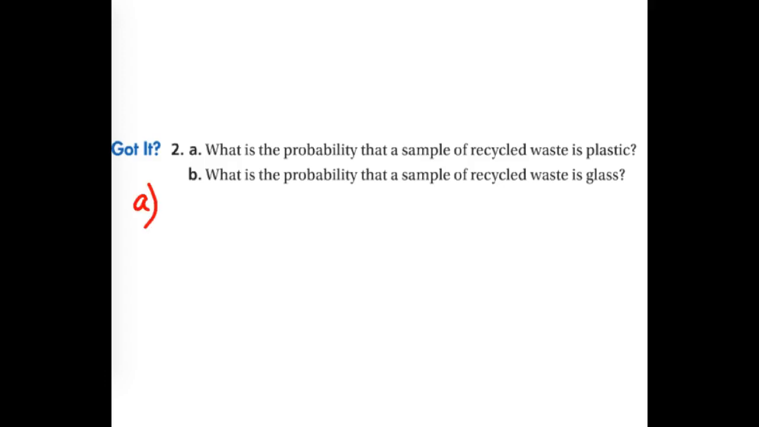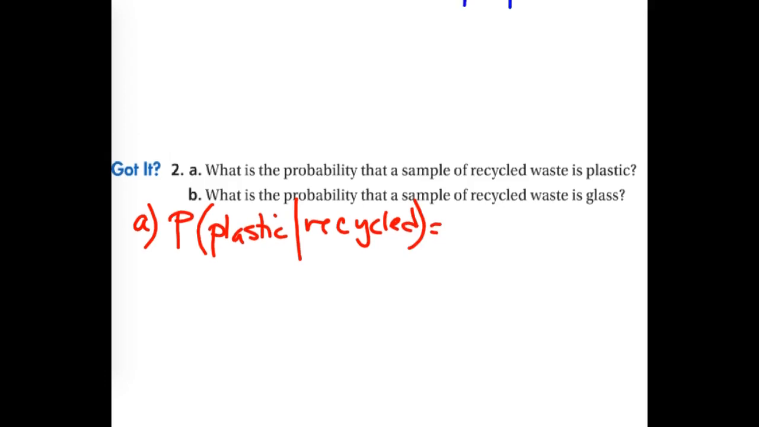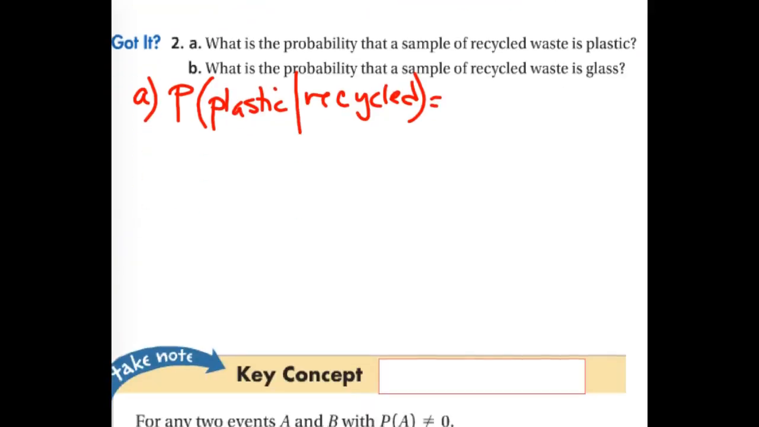So for part A, we are looking for the probability that it is, what? How would we write that out? Plastic, given that it's been recycled. Okay? So we need to know from our table, we're narrowed down to the recycled column, right? So our denominator is still going to be 79.4. But now we want plastic, so 2.1 out of 79.4. Yes? Okay.